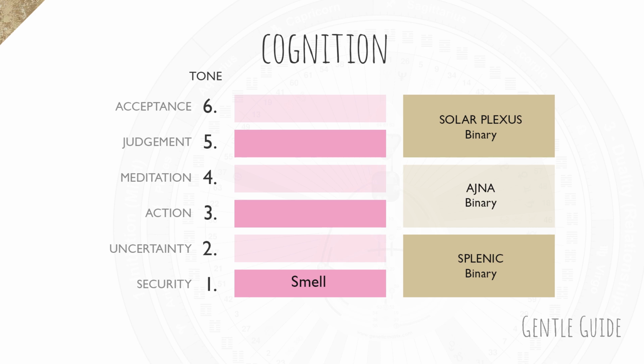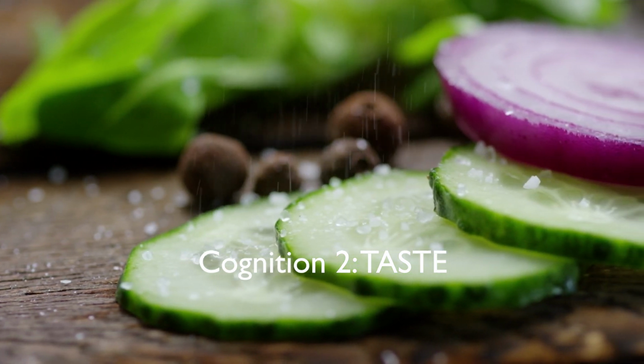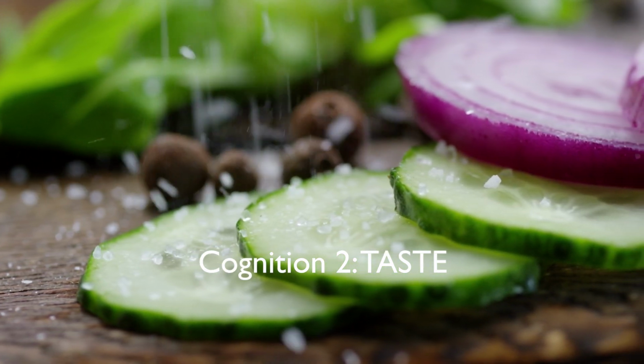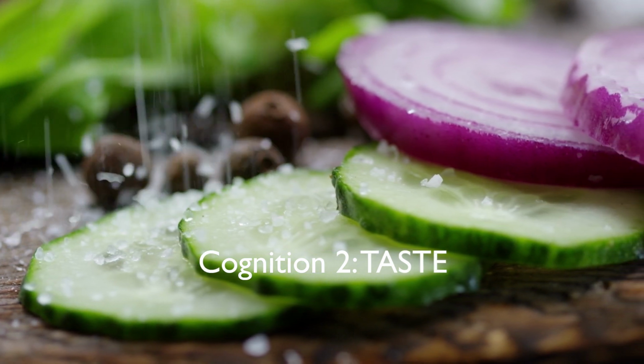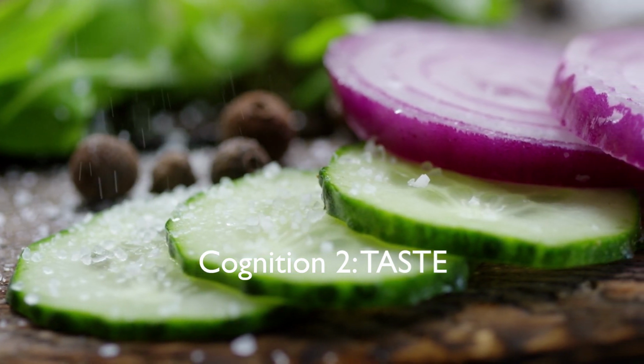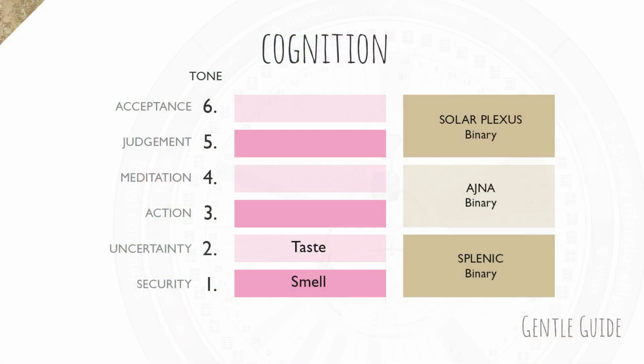Tone 2. So the second tone is called uncertainty. This one is also part of the spleen, but it is different. Seems like the other side of the coin. If you remember Tone 2, it's all about experimenting and being curious. These people are open to new things, new tastes, and want to try them as they live in the now.